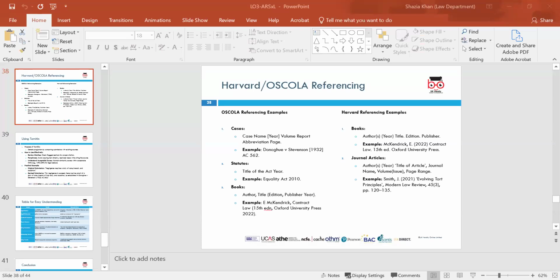The Harvard system uses the name of the author and the date of the publication. In the bibliography, references are listed in alphabetical order by author. OSCOLA uses a superscript number to refer to a footnote which contains full details of the source. In the bibliography, all references are listed at the end of the work. OSCOLA, as we mentioned, is the Oxford University Standard for Citation. It's used by law students to cite legal resources like legislation and cases.